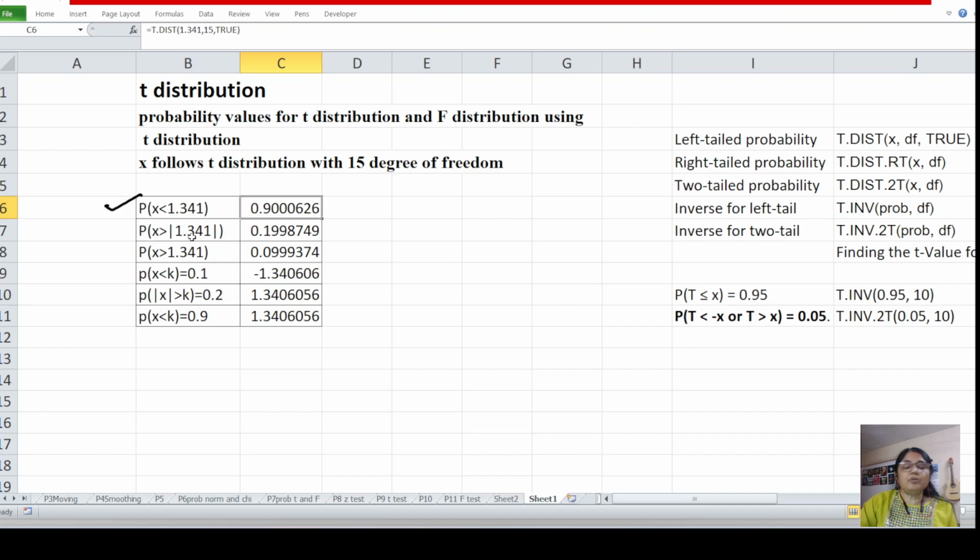Now this is the two-tailed probability. In that case, we will find it by using the two-tail function.